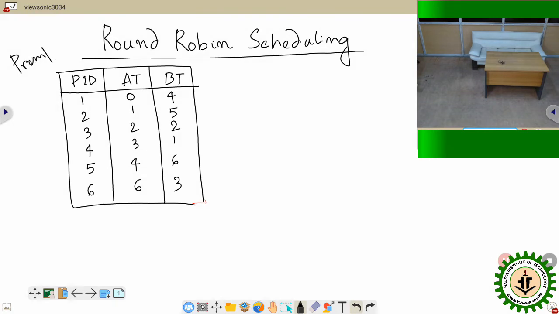So this one is the preemptive scheduling. That means I will give 2 amount of time to each and every job. Here I am considering the time quantum as 2.